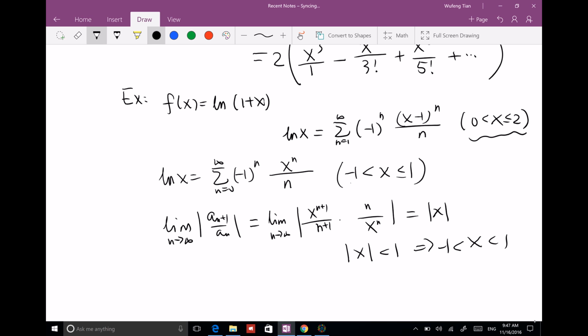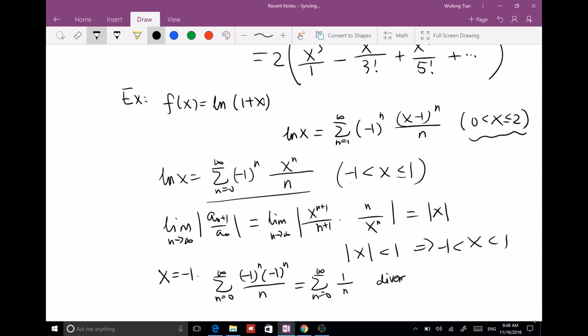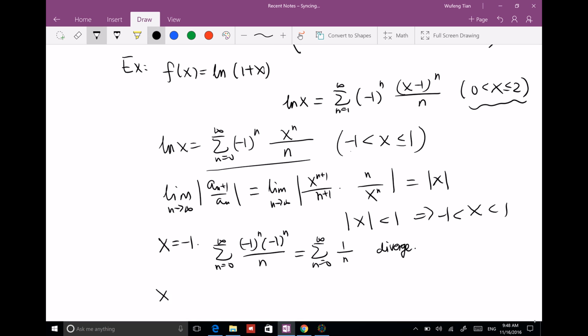Check the endpoint. So if x equals negative 1, I have the sum from n equals 0 to infinity of negative 1 to the power n times negative 1 to the power n over n, which is negative 1 to the power 2n, so it becomes positive. So it is 1 over n, which diverges. We got the harmonic series. Well, if x is positive 1, it's a little bit different, because it's just x equals 1. So x equals 1, plug in.